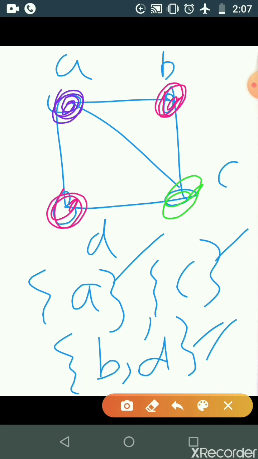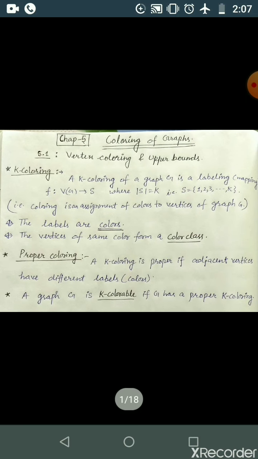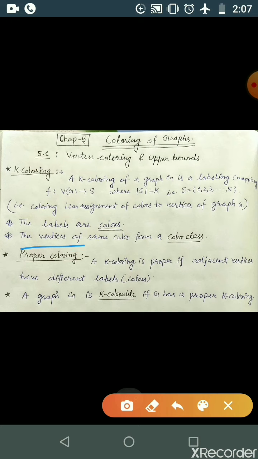Okay, so here how many color classes exist? The number of colors it will be depending, correct? So 3 colors we are using and 3 color classes it will form, and the number of vertices will depend on how many vertices we are using the same color. That will give you the number of vertices in that class of a particular color. So here vertices of the same color form a color class.